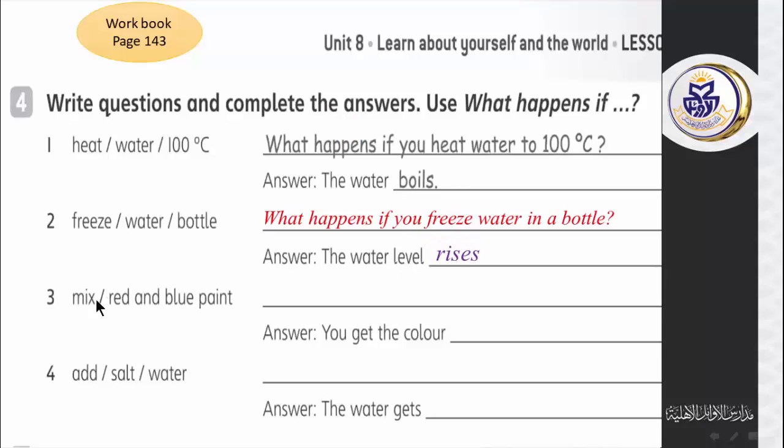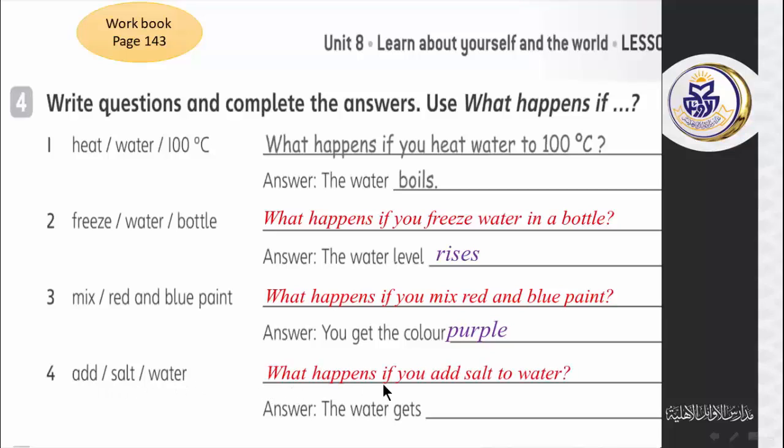Number 3, mix red and blue paint. You must use what happens if you mix. What happens if you mix red and blue paint? You get the color purple. Excellent. Number 4, add salt to water. What happens if you add salt to water? The water gets denser. Very good.